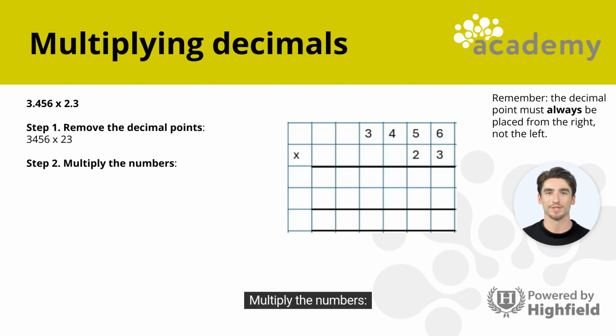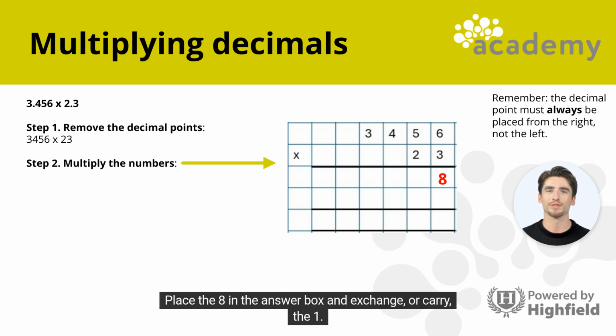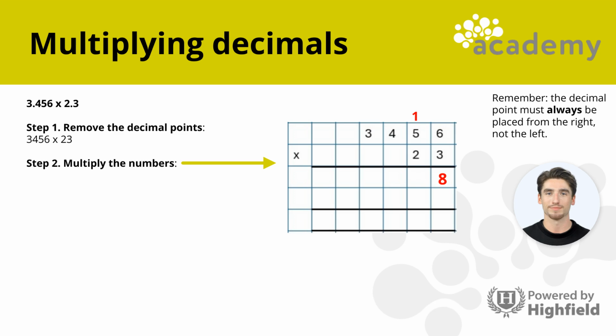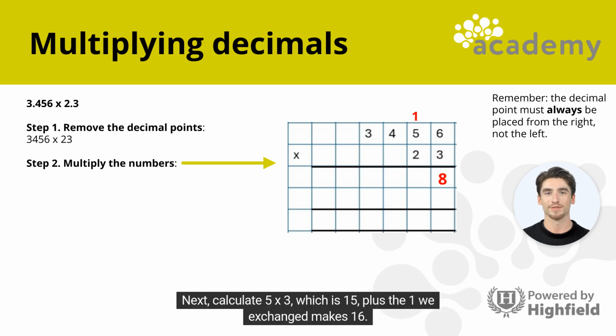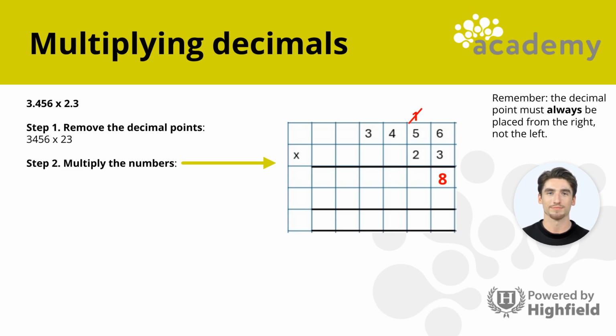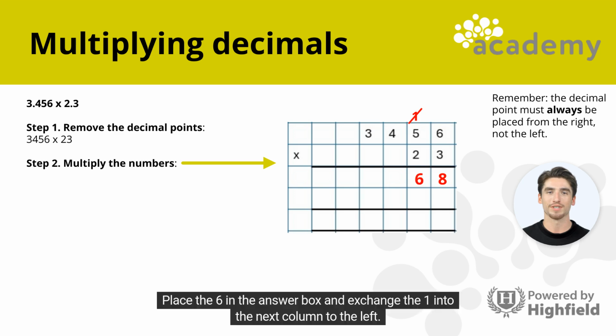Step 2. Multiply the numbers. Multiply 3,456 by 23 as if they are whole numbers. Start by multiplying the top number by 3. Remember, we must start at the far right. 6 multiplied by 3 equals 18. Place the 8 in the answer box and exchange, or carry, the 1. Next, calculate 5 multiplied by 3, which is 15, plus the 1 we exchanged makes 16. Place the 6 in the answer box and exchange the 1 into the next column to the left.